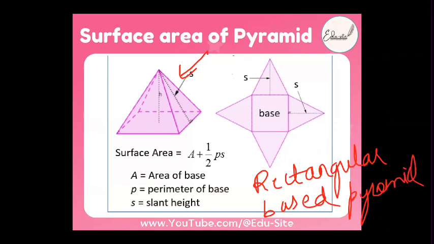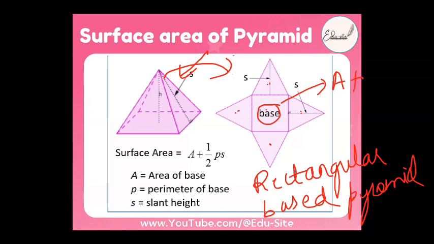Okay, so how are we going to calculate it? Let's open this pyramid up. So how many surfaces do we have here? One triangle, two triangles, three triangles, four triangles, right? Yes, we have four triangles and one rectangle. Excellent. Okay, the total surface area is nothing but the area of the one rectangle plus the area of these four. What are these four? Triangles, right? Four triangles. Excellent.